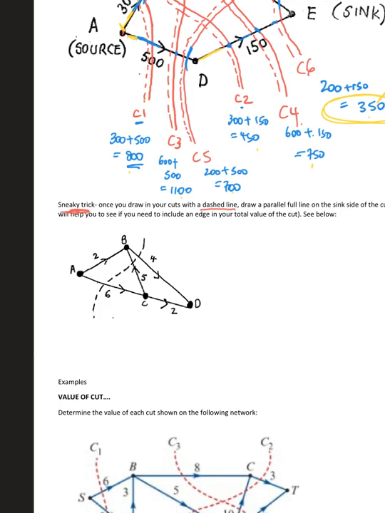So, for example, if we have a look at the value of this cut through here, this is a source, this is a sink. If this is like water coming through the pipes and then going down into the sink, I want to look at this cut here and the value of this cut. Now, like I said, you do a dashed line and then you do a solid line beside it.